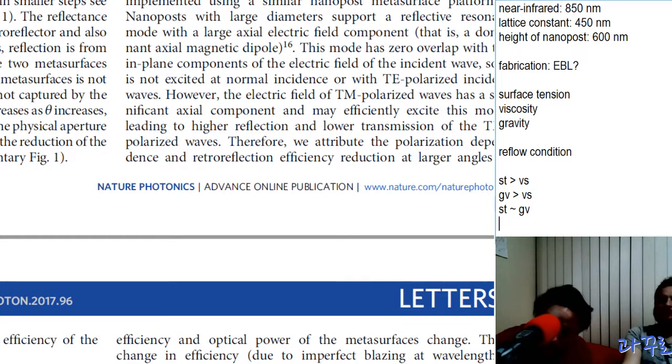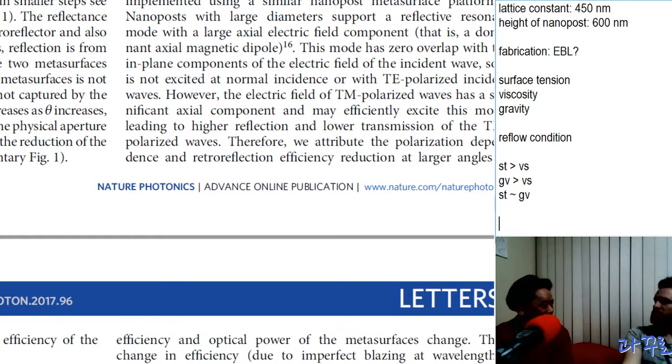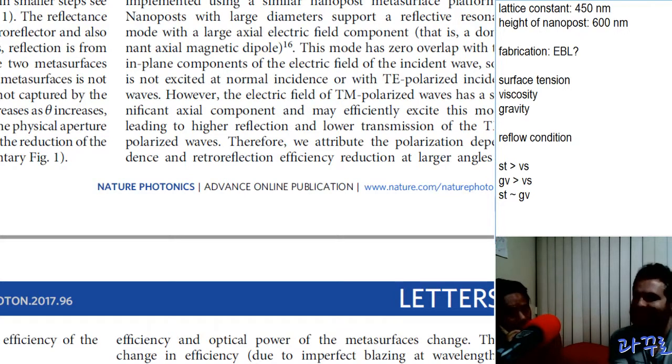All right. Would you summarize what this work is? Okay, so the work demonstrates the use of two metasurfaces to produce a retroreflector, which enables a surface to reflect light back at the same angle that the light was incident on the surface.